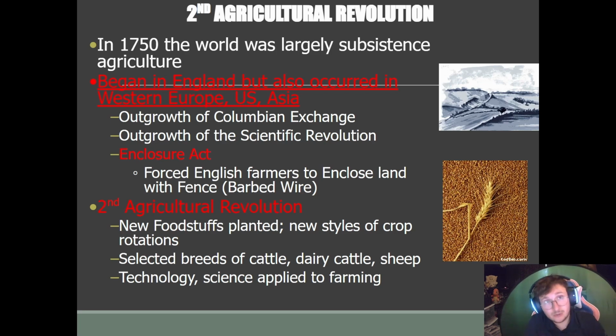Now, what is the Second Agricultural Revolution? Well, this is going to be new foodstuffs planted, new styles of crop rotation. It's very much science applied to farming. This is going to be the increase of selective breeding of cattle, dairy cattle, sheep, goats, horses. It's very much a rebirth of farming, a new way to farm. Because the first agricultural revolution was, of course, the Neolithic Revolution, where we began to farm, and in the Second Agricultural Revolution, we as humanity are allowed to farm way more.